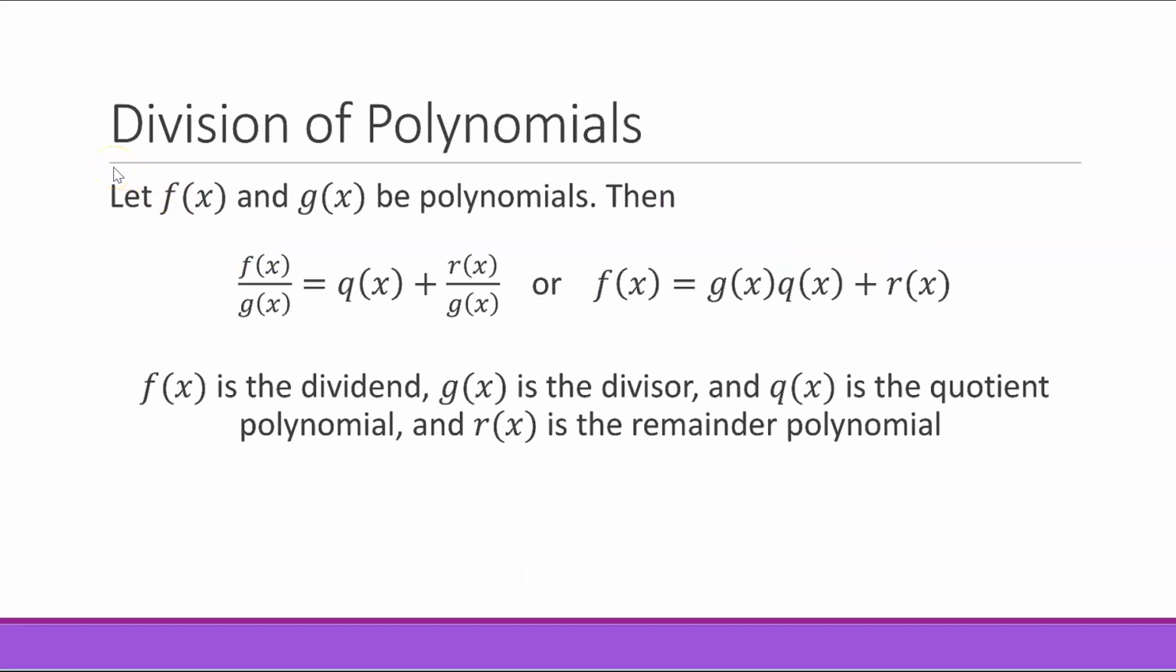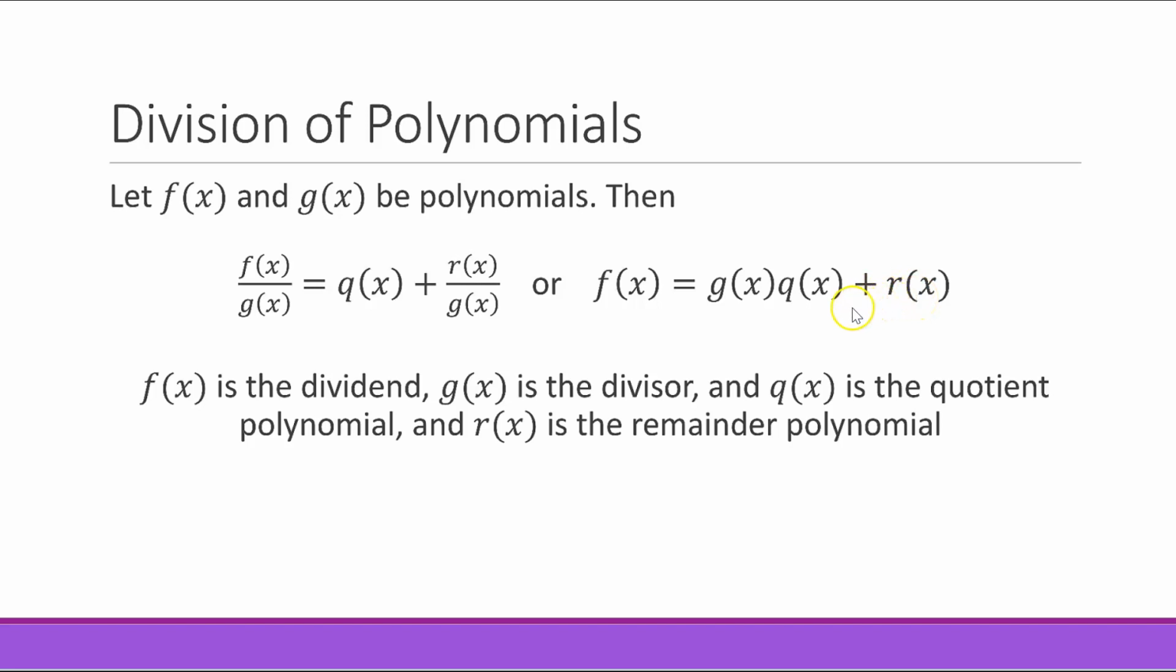Now let's extend this thinking to dividing polynomials. Let f of x and g of x be polynomials. Then, when we divide f of x by g of x, the answer is going to be q of x plus the remainder r of x over the divisor g of x. Another way to think about this is that the dividend f of x can be rewritten as g of x times q of x, the divisor times the quotient, plus the remainder.